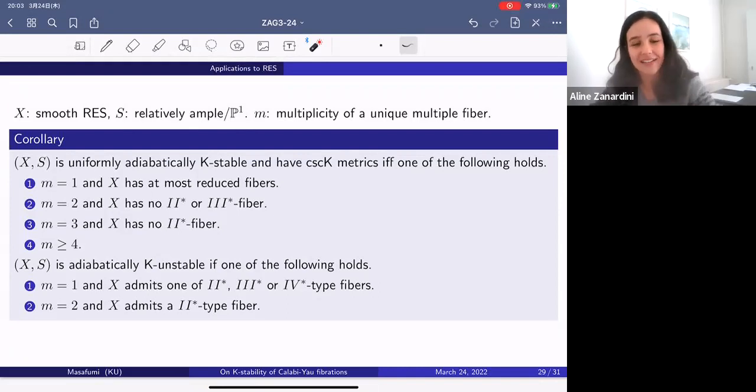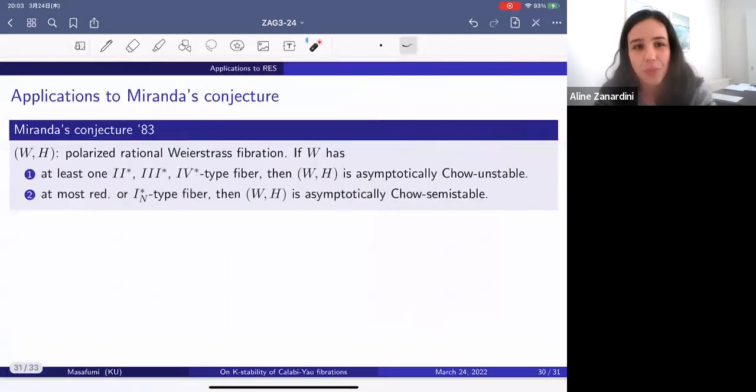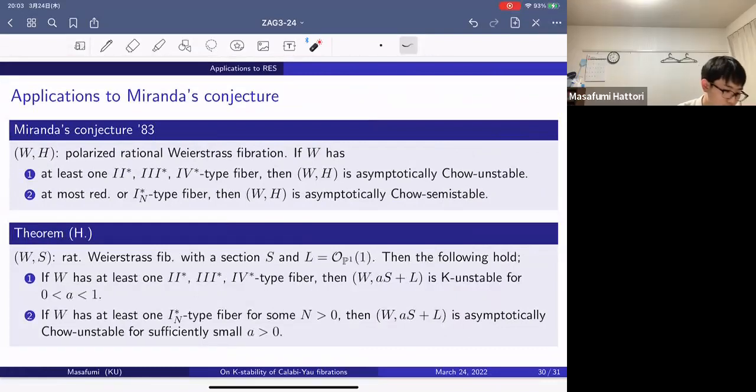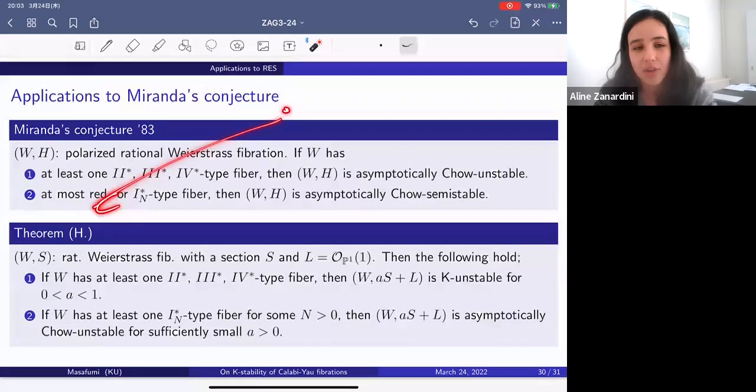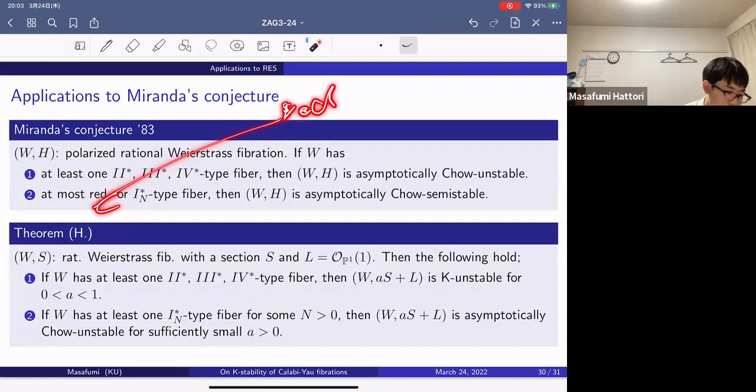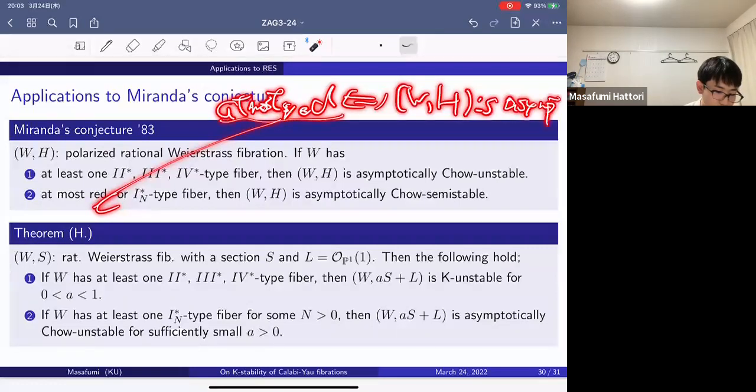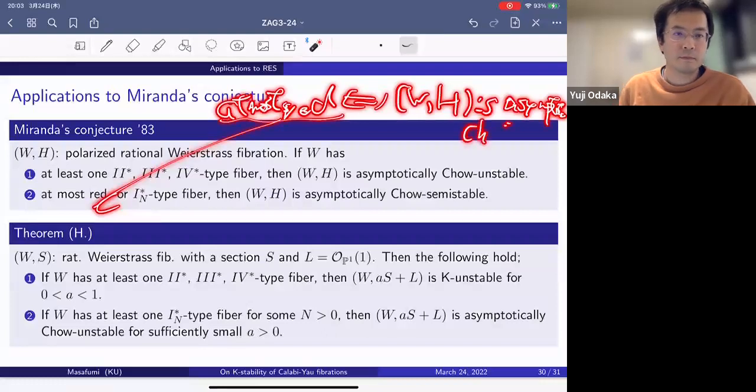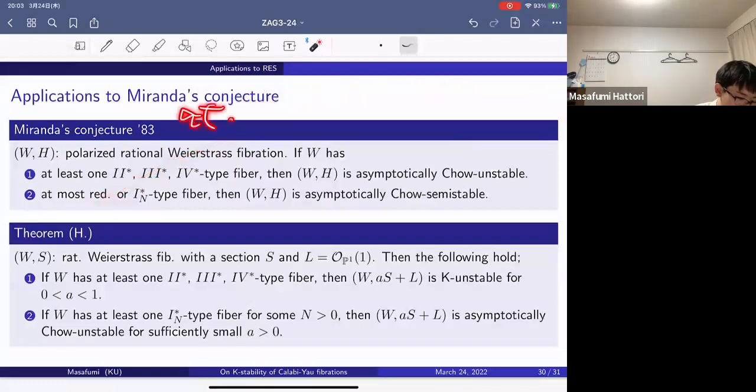And then, if it's okay, the other question was about Miranda's conjecture. There are three parts in the conjecture, and there's one part missing, right? Have you thought about the other part, when we have just reduced fibers? The missing conjecture is... your question is... the most reduced fiber, if and only if.